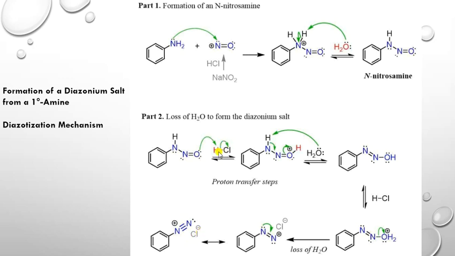If you use HCl, we'll get Cl minus, but if you use sulfuric acid, we'll get OSO3 minus. Now this is the mechanism of formation of diazonium salt from primary aromatic amine.